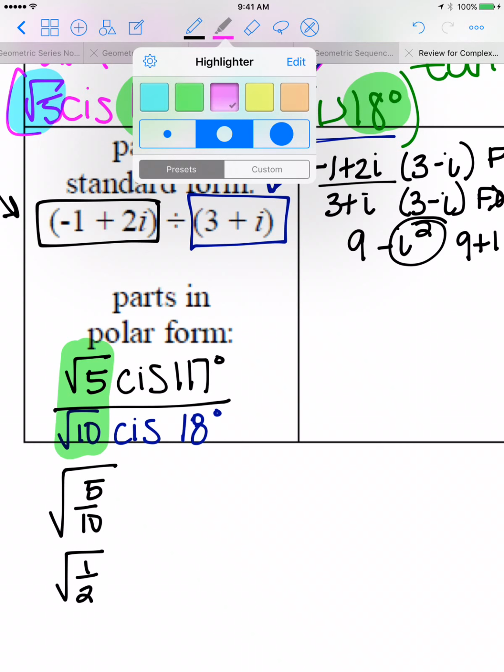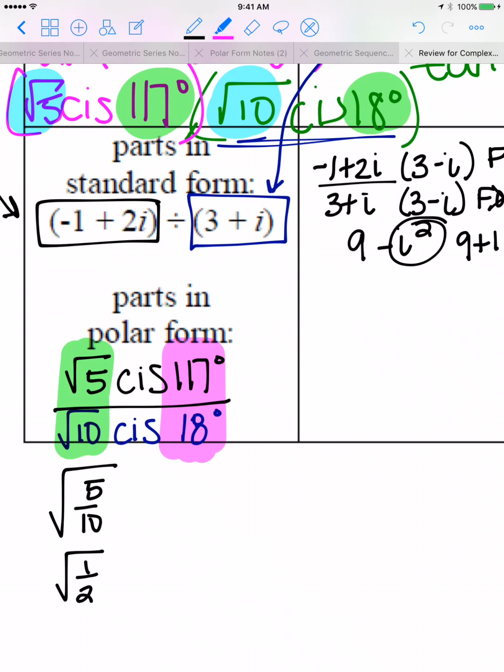So what would we do right here? We said we would subtract those. So if you subtract 117 minus 18, you get 99. So here's the only trick to this. When you're subtracting, let's say it was the other way around. Let's say it was 18 minus 117. Well, you would get a negative. And so if we got a negative number, we would have to add 360 to that to make sure that it was in our 0 to 360 circle.